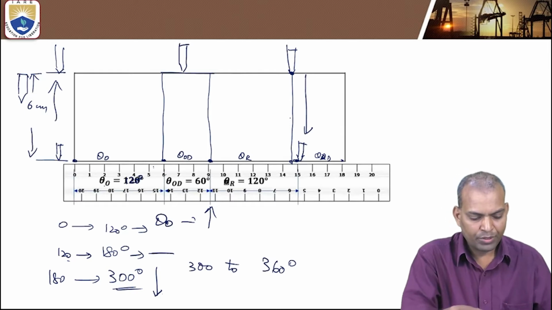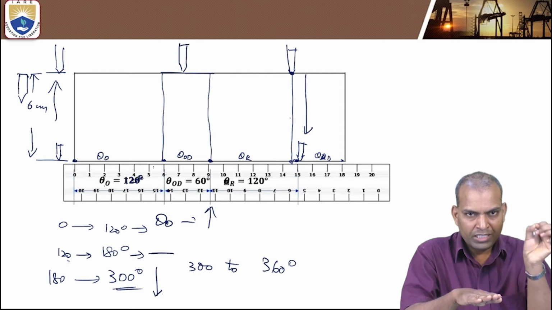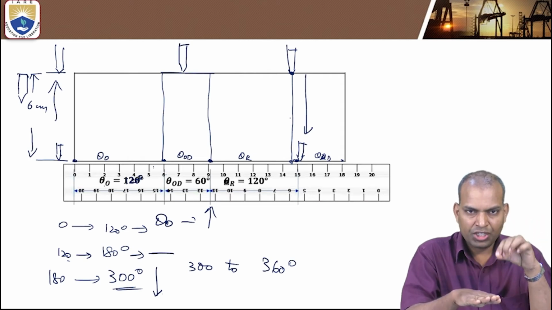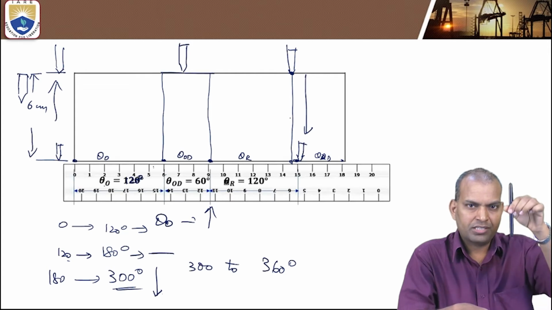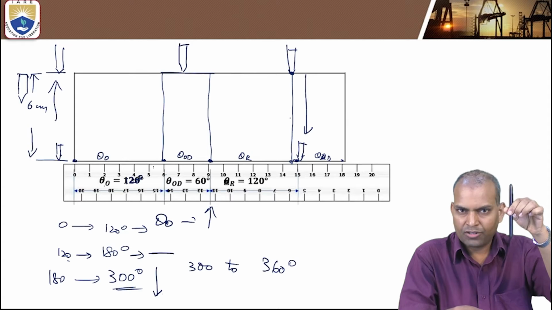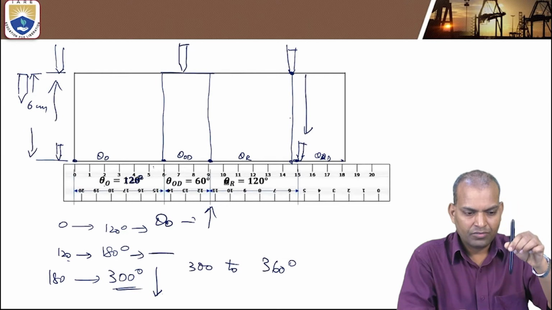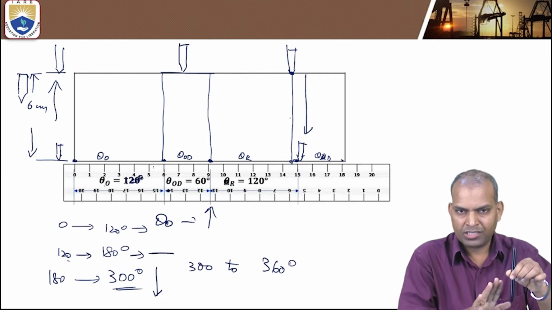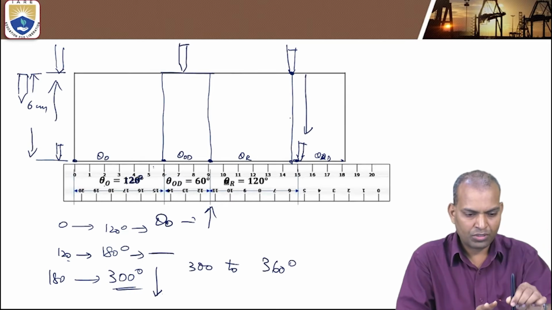Now let us see how it moves. From 0 to 120 degrees of the cam rotation, the follower rises. Again from 120 to 180, it remains constant, no motion. From 180 to 300 degrees it falls down, and from 300 to 360 it remains the same, no motion. So like that it goes, and comes down.